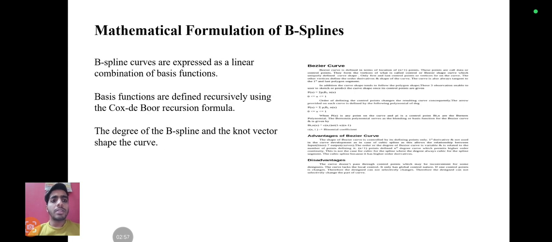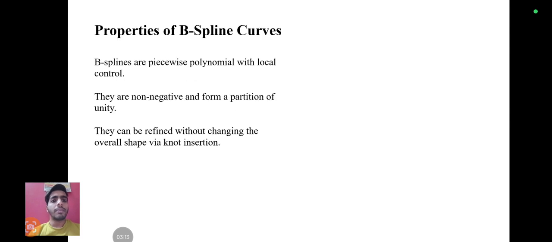Mathematical formulation of B-splines. B-spline curves are expressed as a linear combination of basis functions. Basis functions are defined recursively using the Cox-de Boor recursion formula. The degree of the B-spline and the knot vector shape the curve.